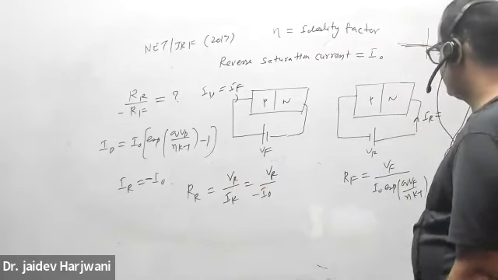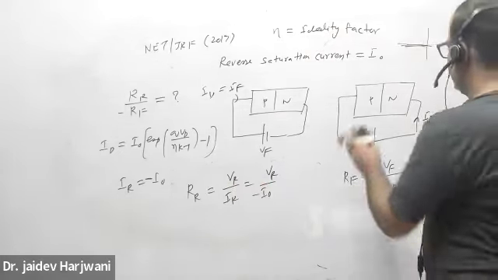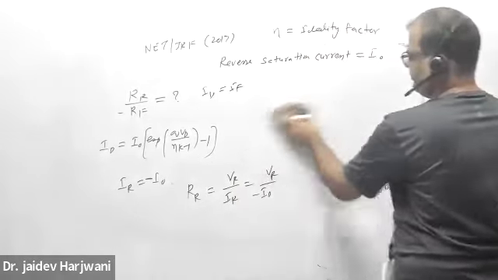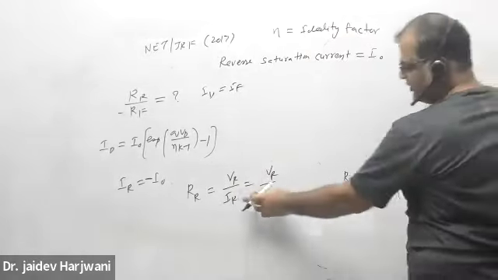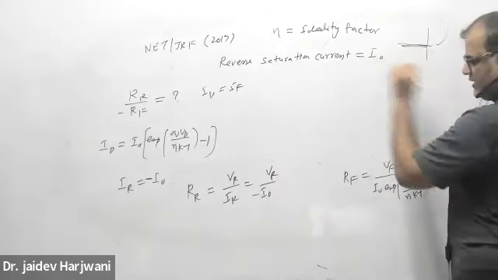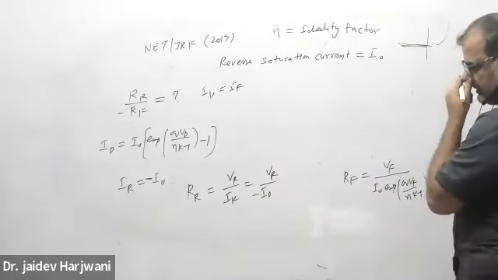Okay. Now let us find the ratio RR versus RF. This point should be clear to everyone. The current is this one, in the opposite direction.